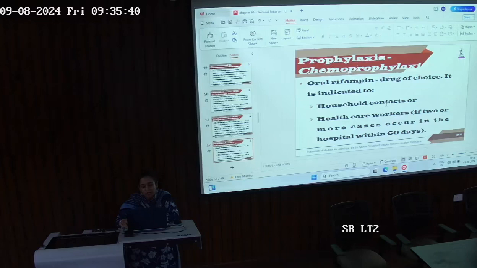Prophylaxis is through oral rifampin, which is the drug of choice. It is indicated in household contacts and healthcare workers.